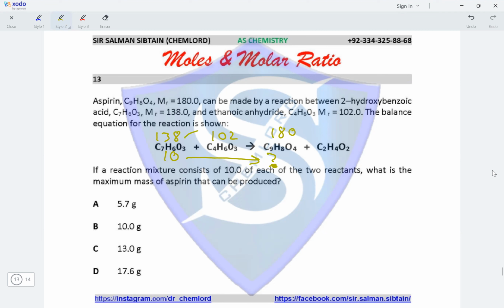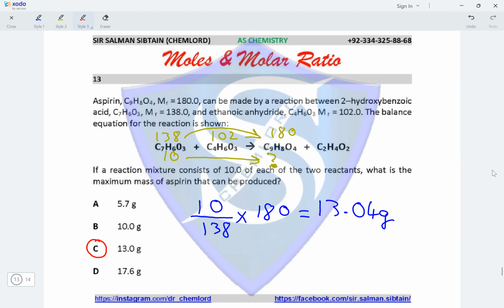So these are the values we're going to use. The calculation would be 10 upon 138 multiplied by 180. This gives us a mass value of 13.04 grams of aspirin, making option C the correct option for this question.